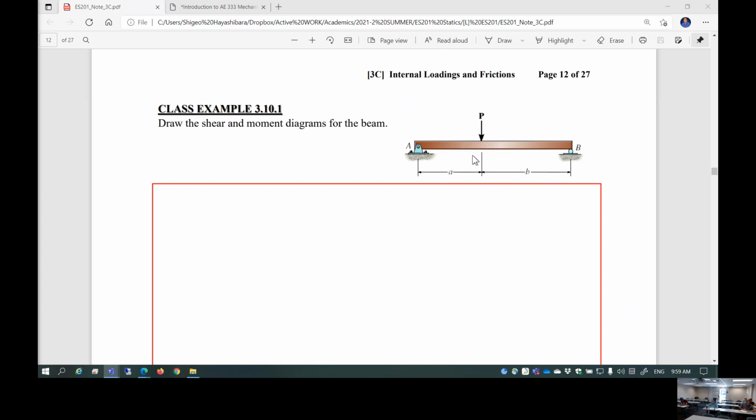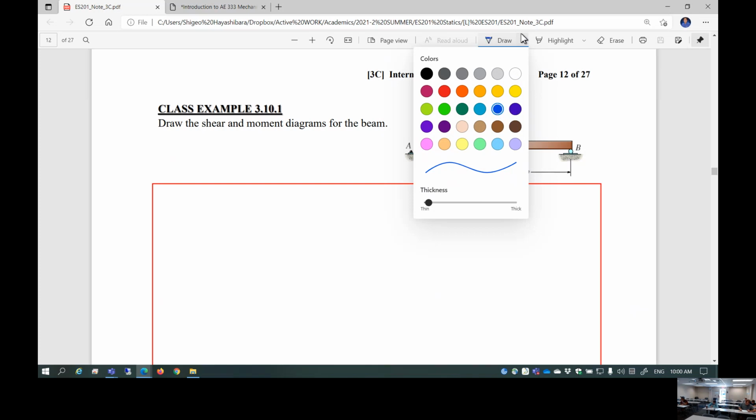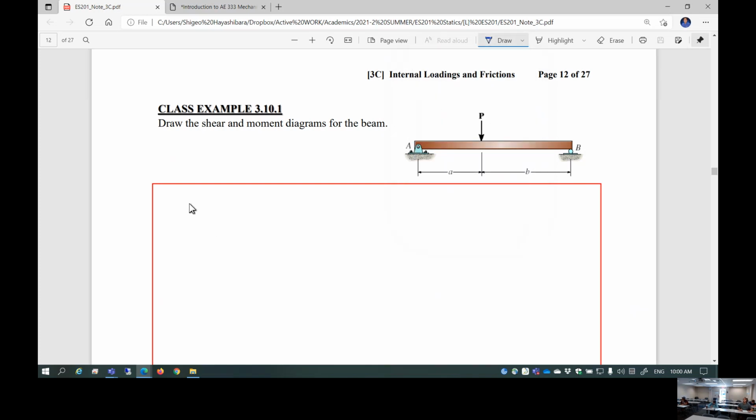But anyways, what I want is to extract the generic equation of internal shear and internal moment. I'm going to derive the equation that describes the internal shear and moment as a function of x. Does that line up well with the shear and moment diagram or not? I want to show that. So very first step, let's draw a free body diagram of the entire beam.